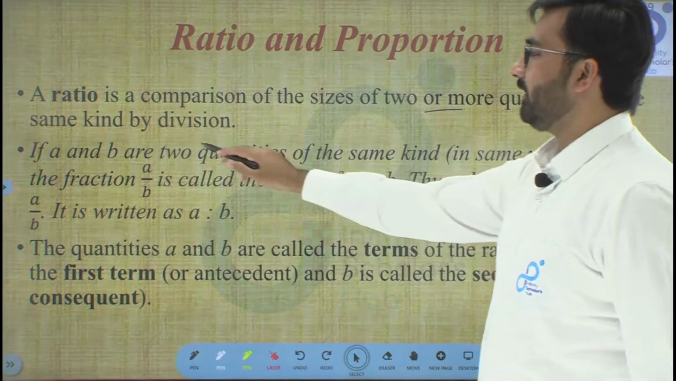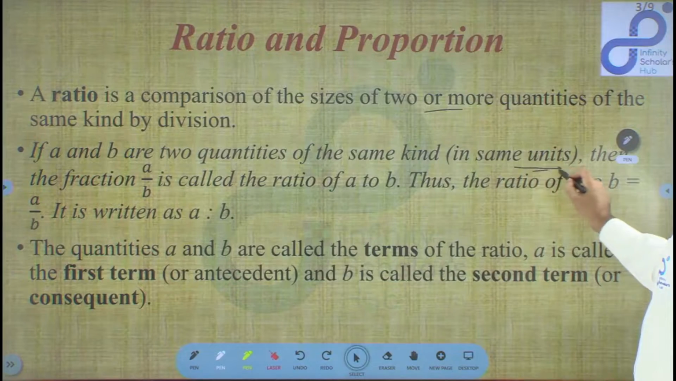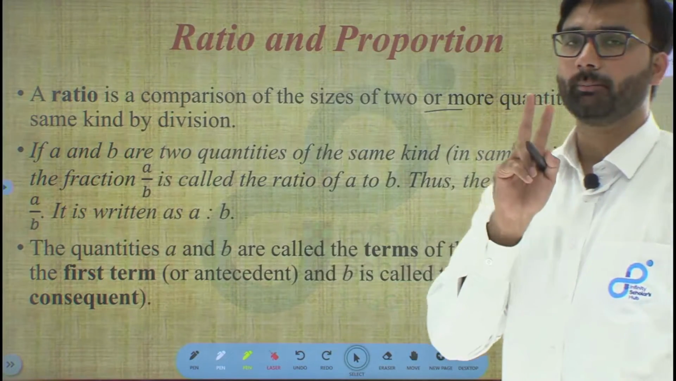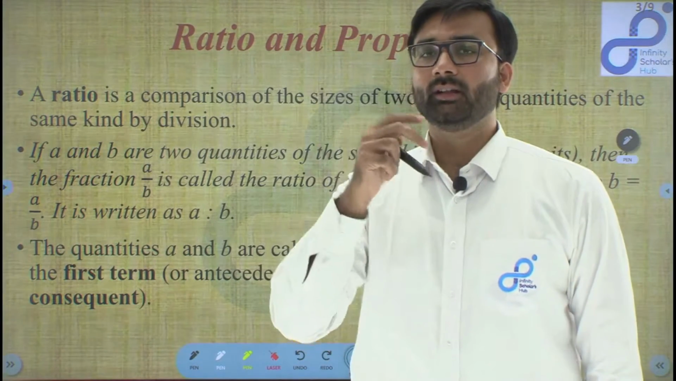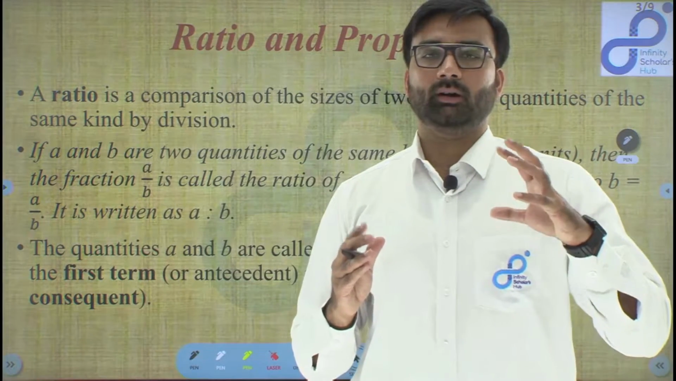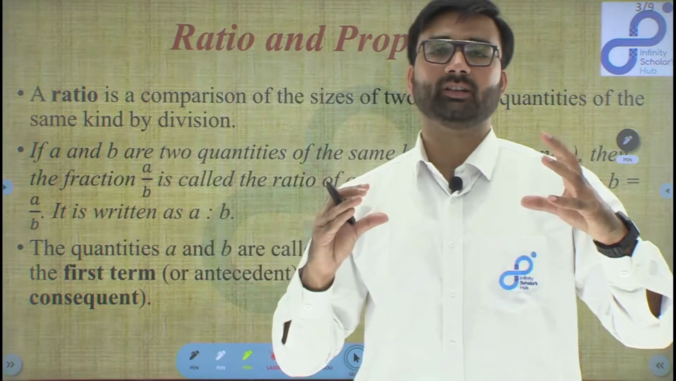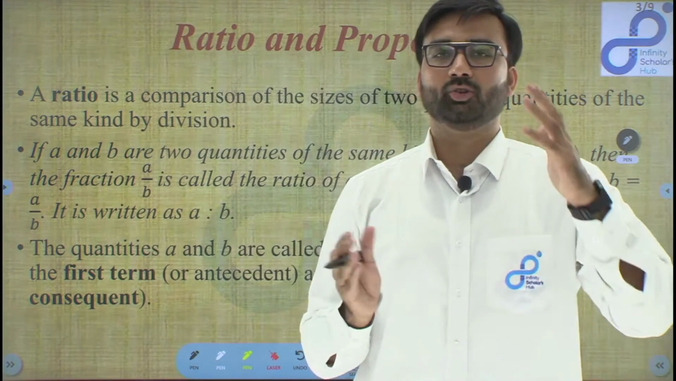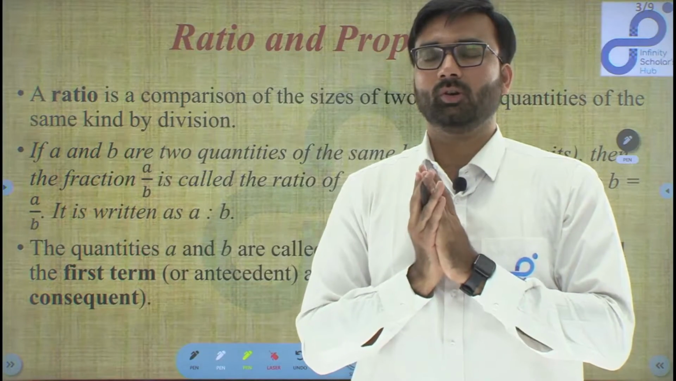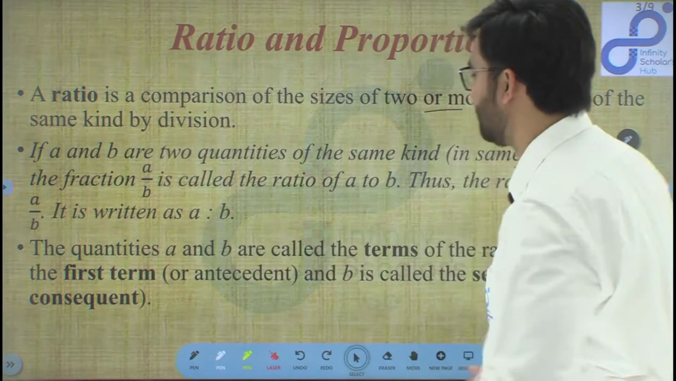Now in the next point, if A and B are two quantities of the same kind and the units are also the same, this is also very much important. When you are comparing any two things, the units should be the same. Let's say you are comparing the height. The height of one person you have taken in meters, and the height of another person you have taken in centimeters. So you cannot compare these two. Okay, the unit of the quantity which you are taking should be the same.